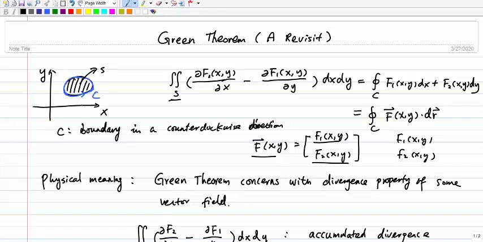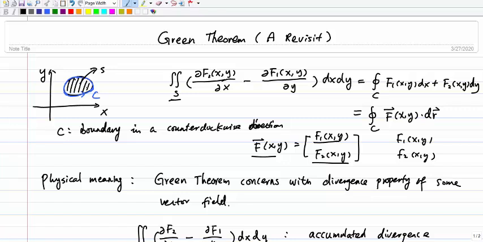So if I'm giving you a 2D space, xy space with a closed region S, whose boundary is defined by C, and the boundary is defined in a counterclockwise direction, which means the boundary follows a counterclockwise direction such that the region S is on the left if I move along the direction of the boundary.